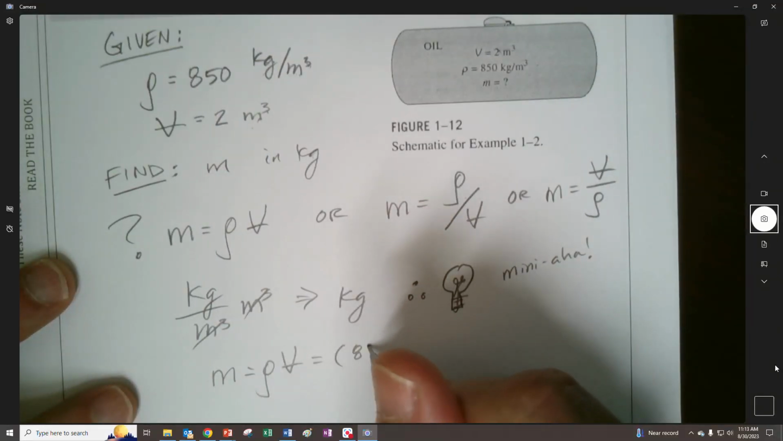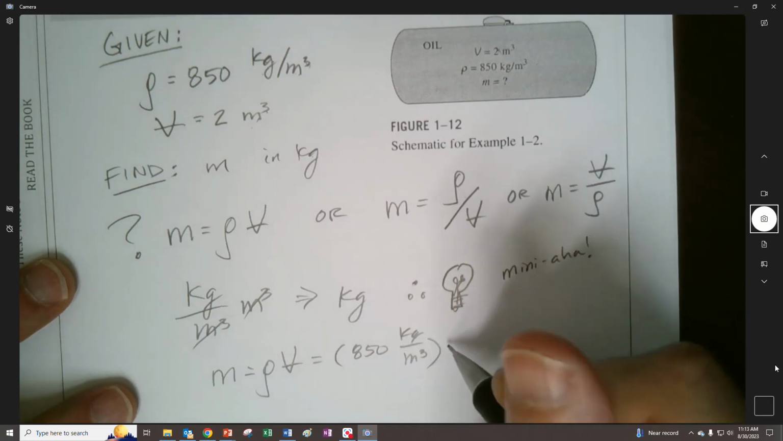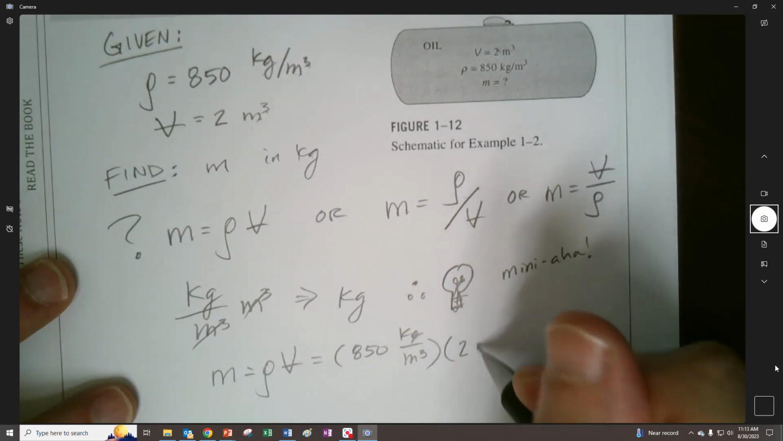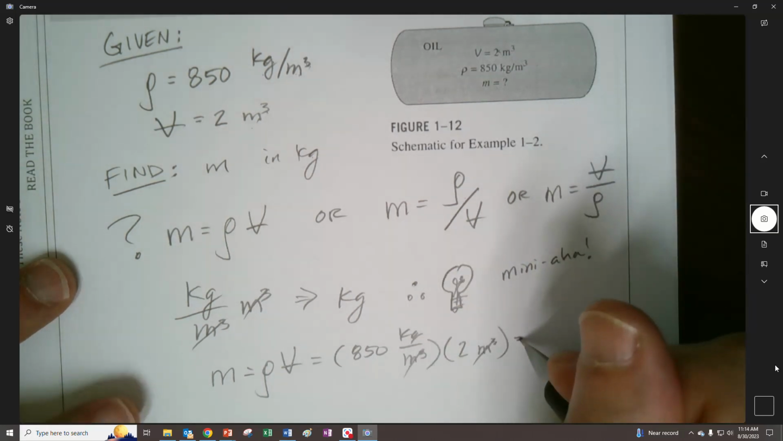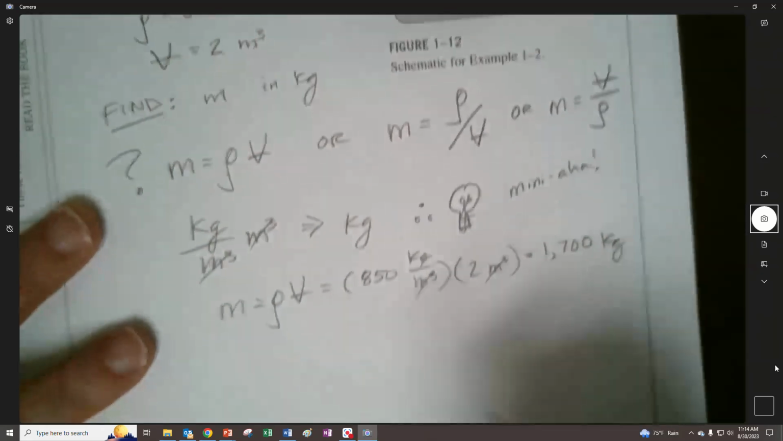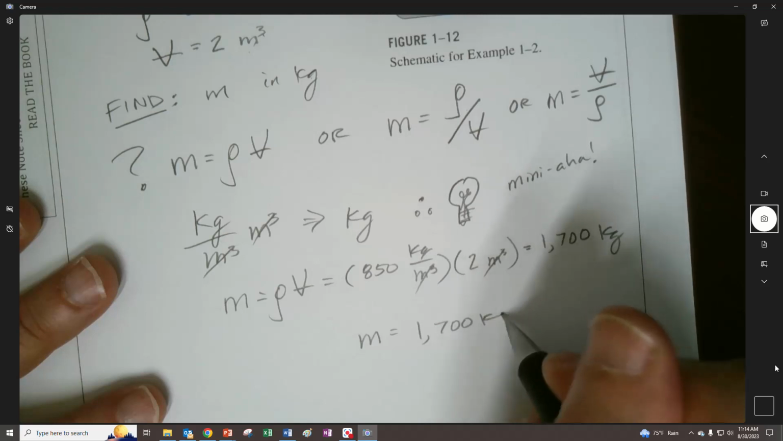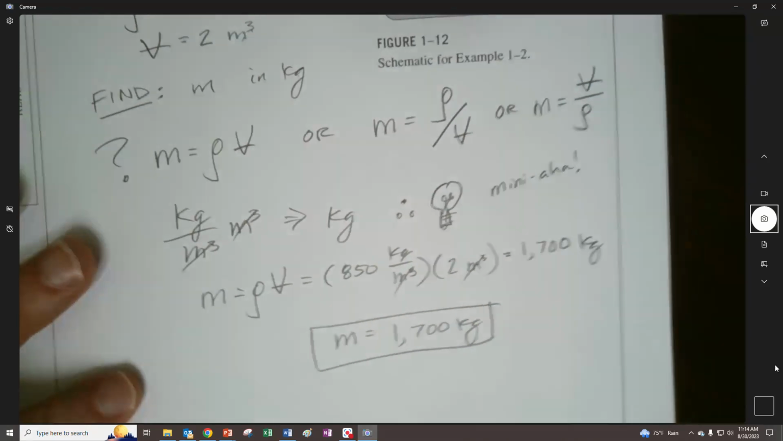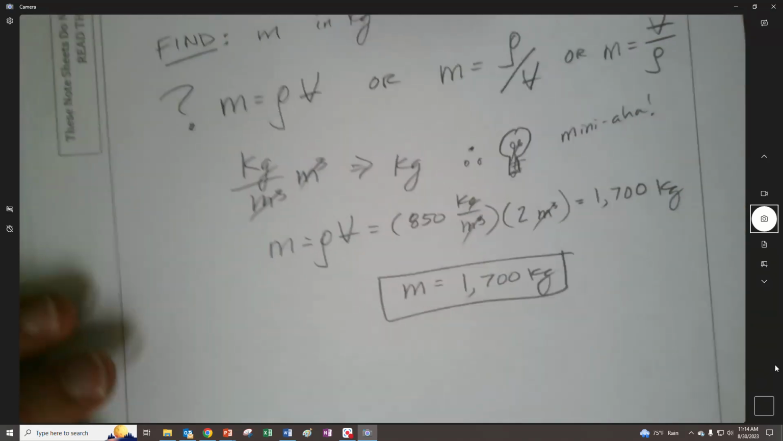I'd go 850 kilograms per cubic meter and multiply it by 2 cubic meters. Boom, boom. And I would end up with 1,700 kilograms. And then if I'm answering this question, 1,700 kilograms, I want to rewrite it out and box it up. And that helps Dr. Deal find it in your homework. Thank you. Ta-da.